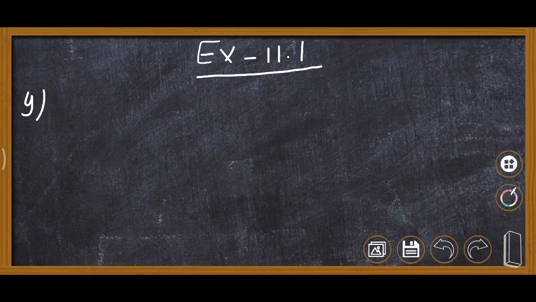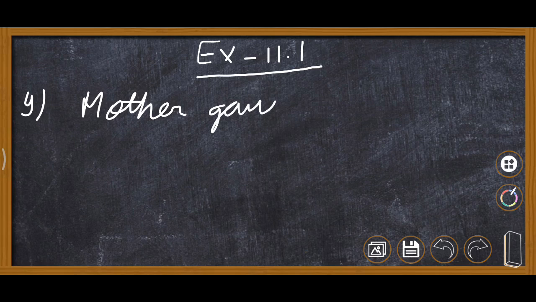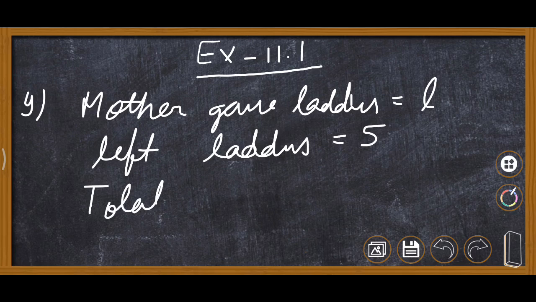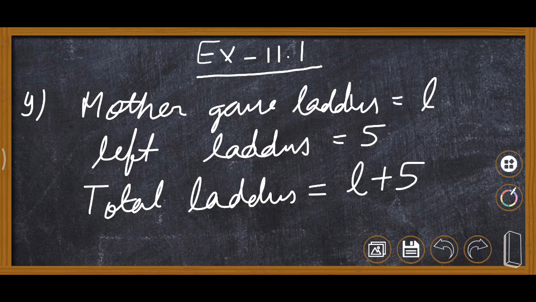Now it is given in question number 9, mother gave away laddus equal to small l, and left laddus. After giving laddus, 5 laddus are left, so left laddus will be 5, and total laddus, you can see, if we are finding total, then we are required to add: L plus 5. This is the number of total laddus.